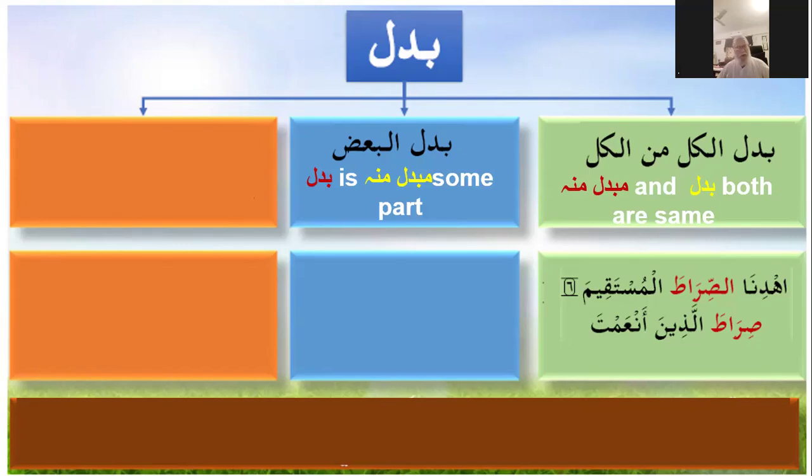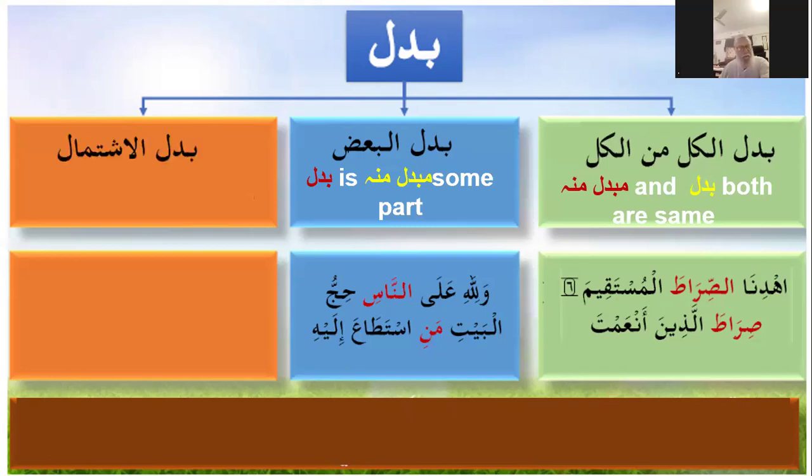Badal means some part, not the total. Just like "وَلِلَّهِ عَلَى النَّاسِ حِجُّ الْبَيْتَ مَنِ اسْتَطَاعَ إِلَيْهِ". An-nas is a kul, the collective noun, showing all human beings. And man is a part of the human beings, those who perform. So this is not the complete badal, it is a part of the badal. Of all humans, some people perform hajj.